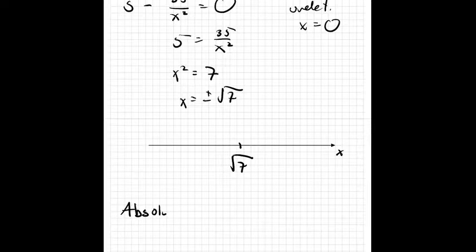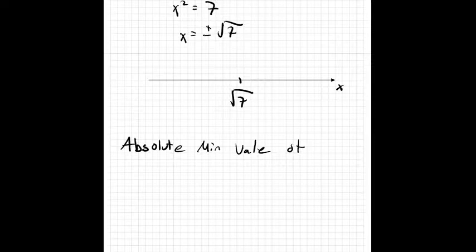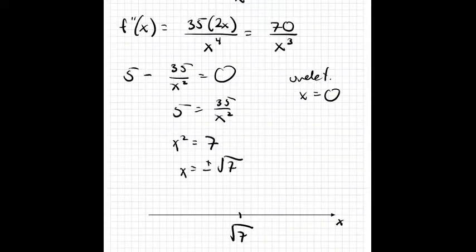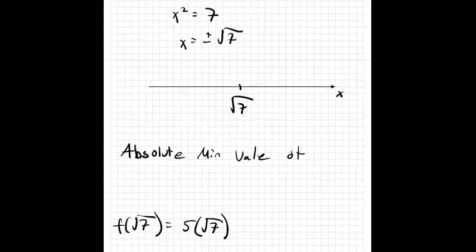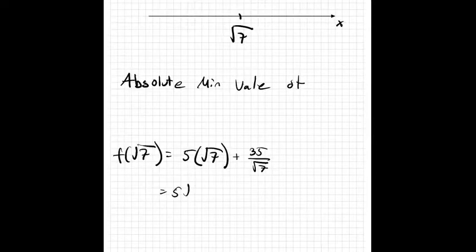of, we need to plug root 7 into the original. Okay, let's do that. So if we have f of root 7, that's going to be 5 times root 7 plus 35 divided by root 7. This is going to be the same as 5 root 7. 35 divided by 7 is 5. It's 10 root 7.